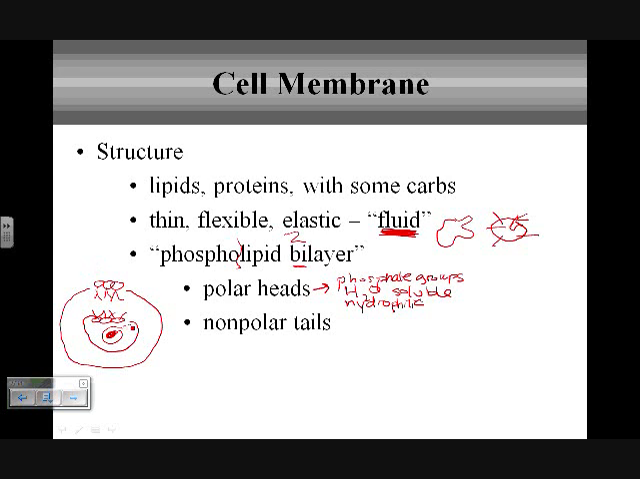And everything inside of this cell is going to be a liquid component, and everything outside of this cell is going to be a liquid water-based component. So you're going to want those phosphate heads, those polar heads, to be hydrophilic because they're constantly going to be in contact with water. Meanwhile, the nonpolar tails are going to be the fatty acid component.